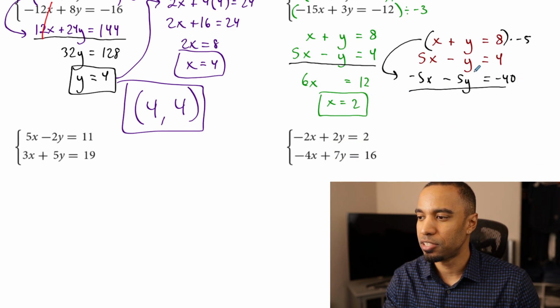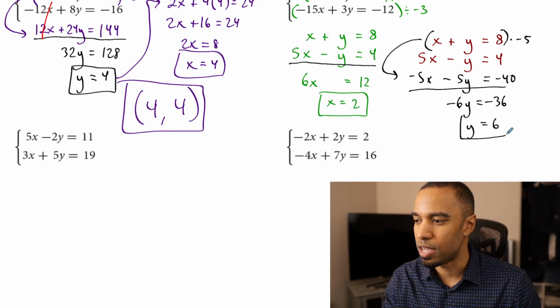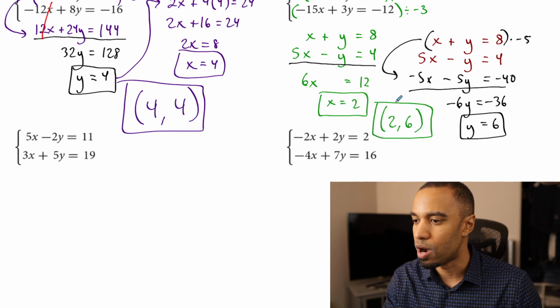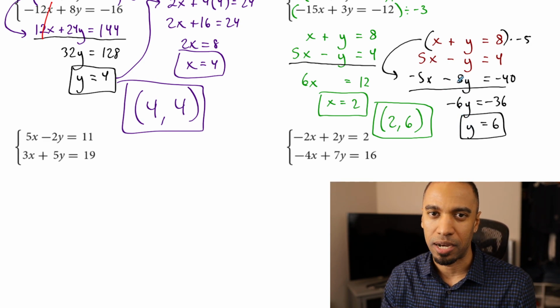Now I've eliminated x's here, and I'm left with negative 6y equals negative 36. Divide by negative 6, you get y equals 6. So you can tell you get y equals 6 there regardless. We get our final answer of (2, 6). And just what I wanted to show there was it wasn't too hard to go ahead and solve for y by eliminating x.